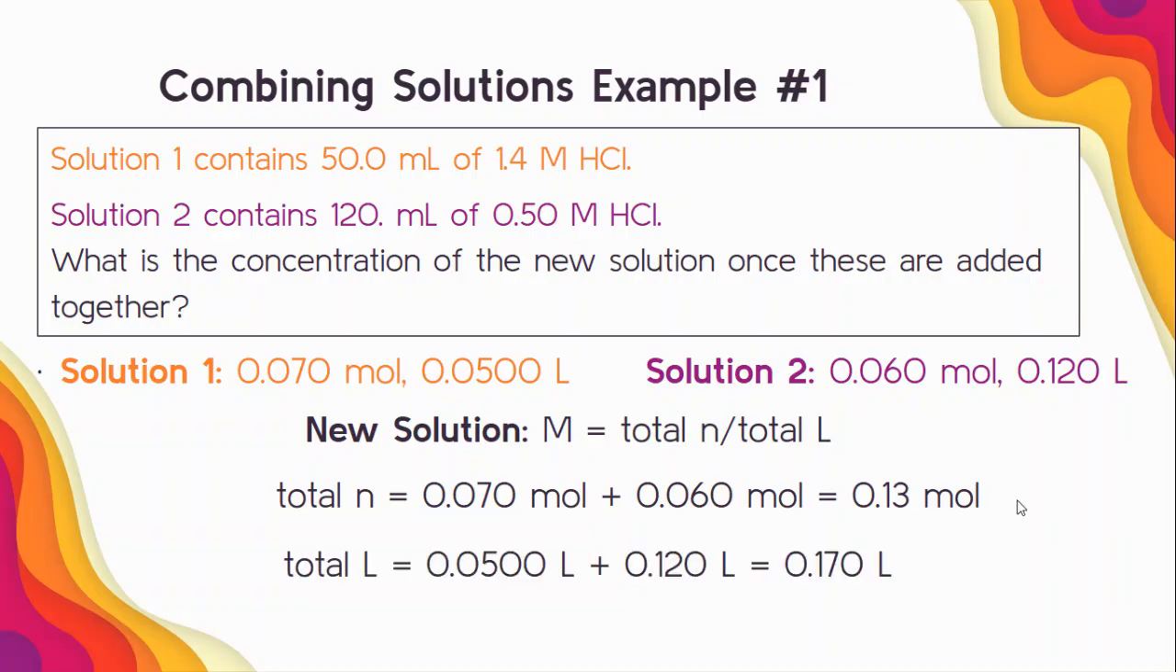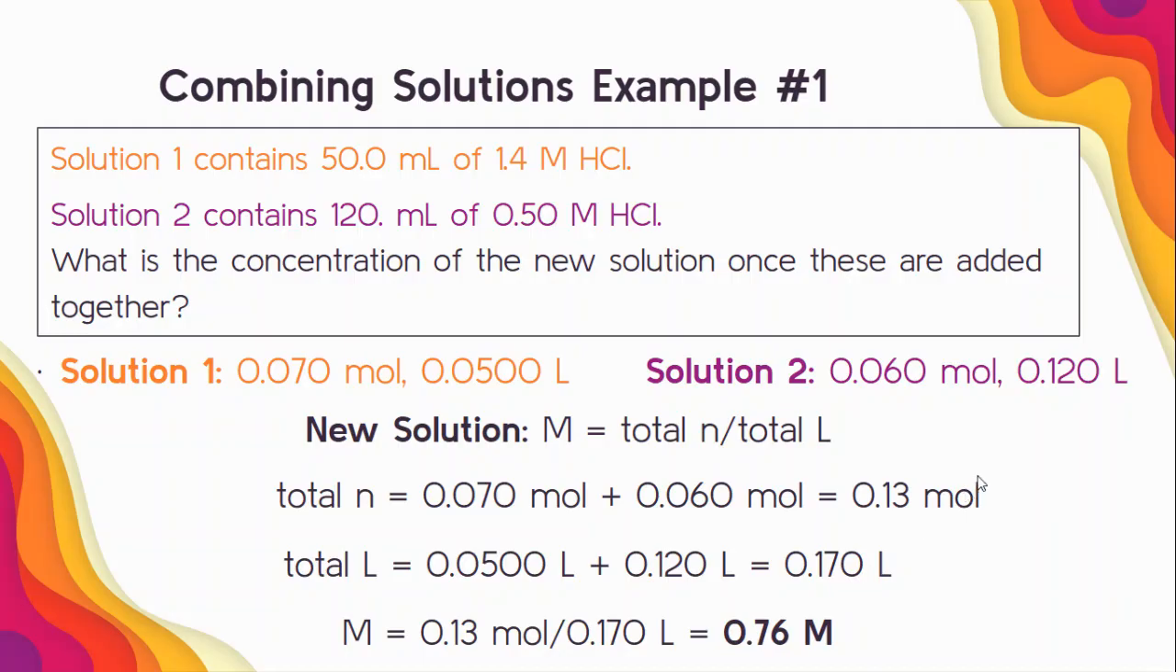Our total liters of solution: we're going to take the 0.0500 from solution 1, add it to the 0.120 liters of solution from solution 2. We're again adding, so we look at sig figs after the decimal. We have 3 here and 3 here, so we should have 3 after the decimal in our answer, which is why it's 0.170 liters.